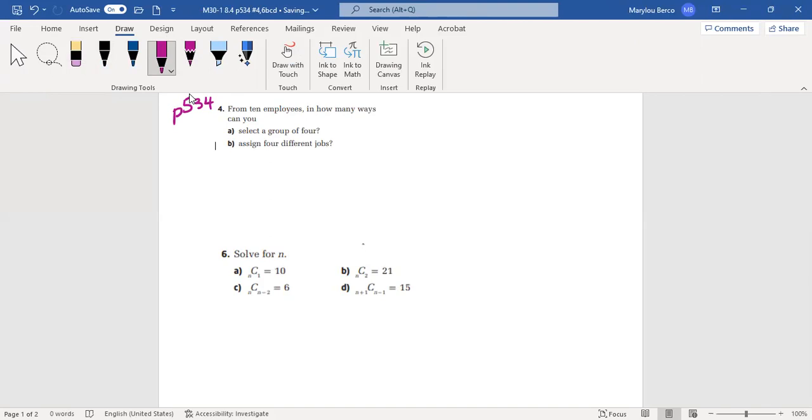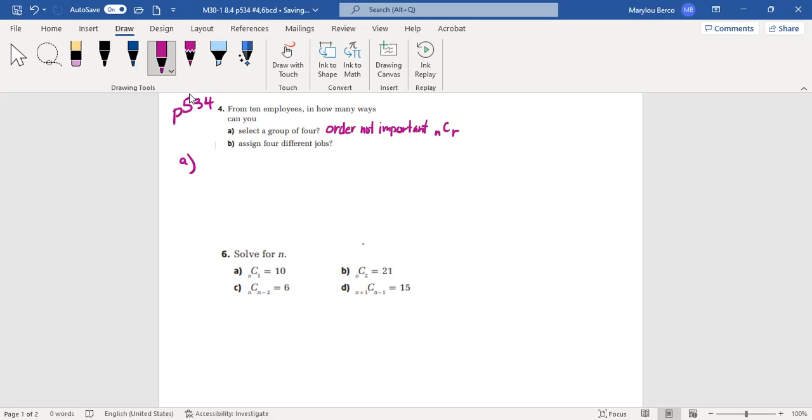Well, if we select a group of 4, any 4, then order is not important. Therefore, it'll be a combination. So let's take a look at A.